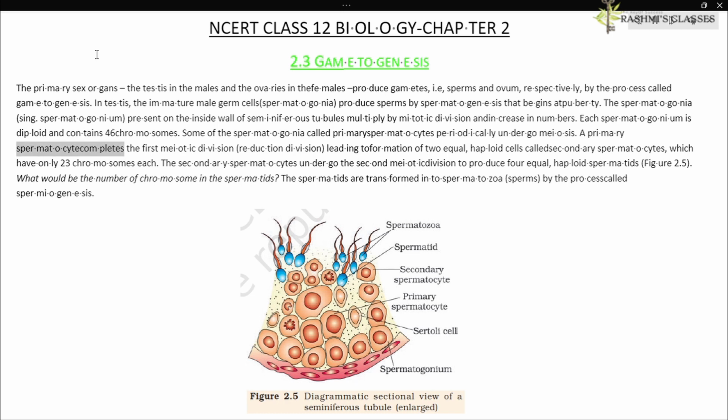A primary spermatocyte completes the first meiotic division, reduction division, leading to formation of two equal, haploid cells called secondary spermatocytes, which have only 23 chromosomes each. The secondary spermatocytes undergo the second meiotic division to produce four equal, haploid spermatids, Figure 2.5. What would be the number of chromosomes in the spermatids? The spermatids are transformed into spermatozoa, sperms, by the process called spermiogenesis.